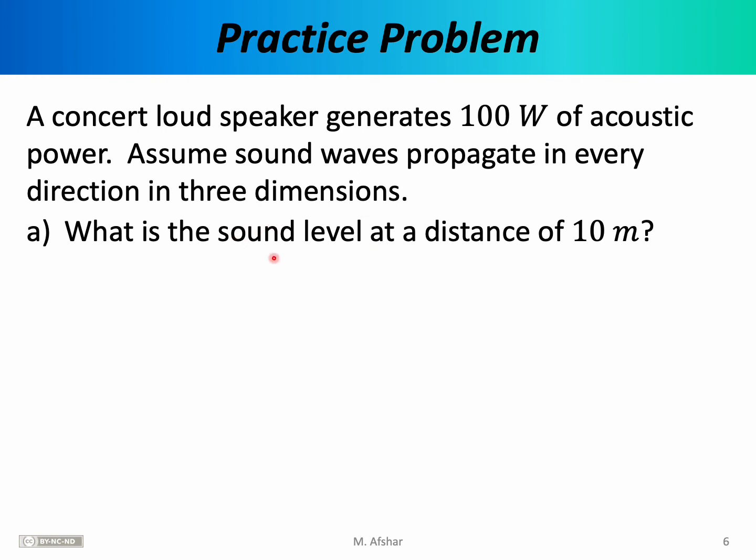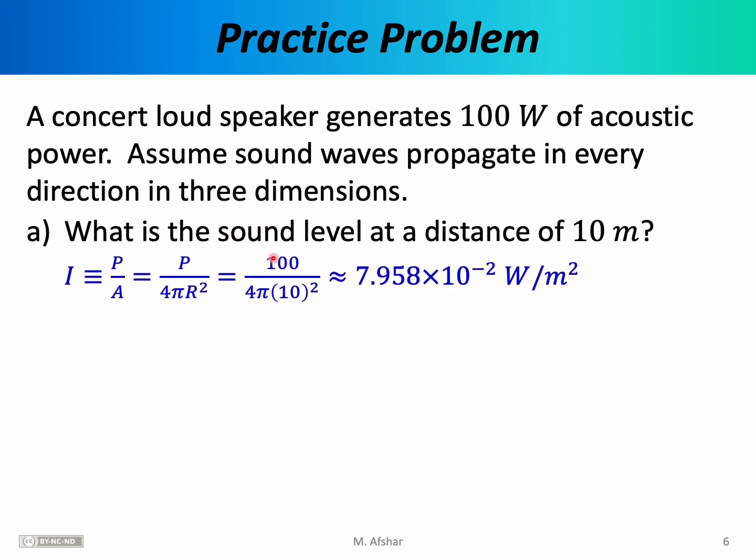To calculate the sound level, we need to calculate the intensity. Intensity is power divided by area. And the area is going to be the area of a sphere, which is 4 pi r squared. The radius of that sphere is going to be 10 meters. We're assuming that the source is at the center of the sphere, and we're interested in the sound level 10 meters away. So we're imagining that the area is the area of a sphere whose radius is 10 meters. In other words, this energy has now spread out over a large sphere whose radius is 10 meters.